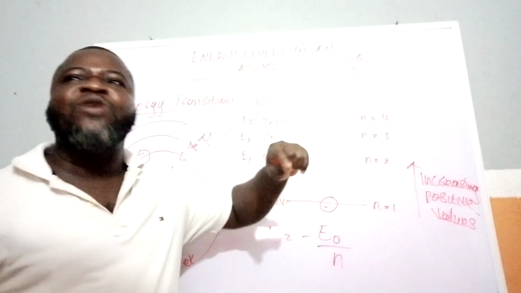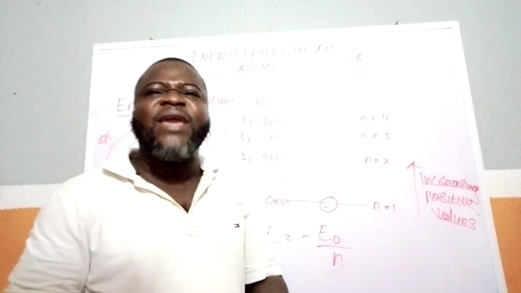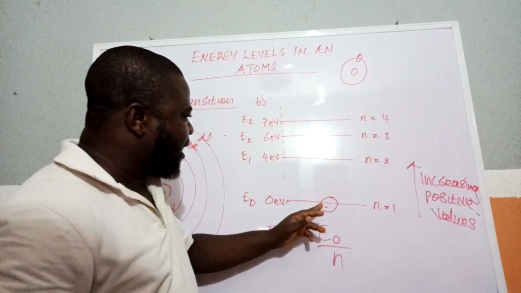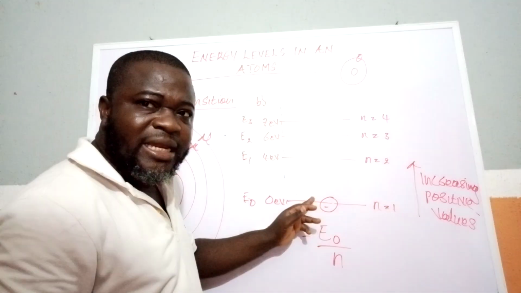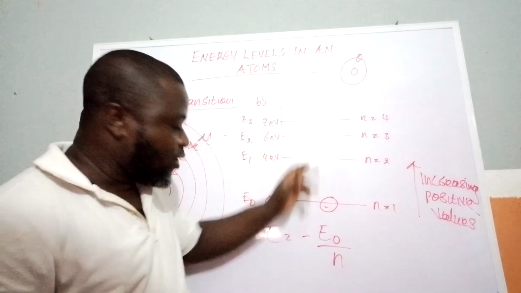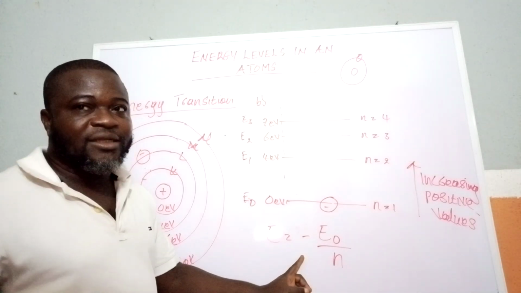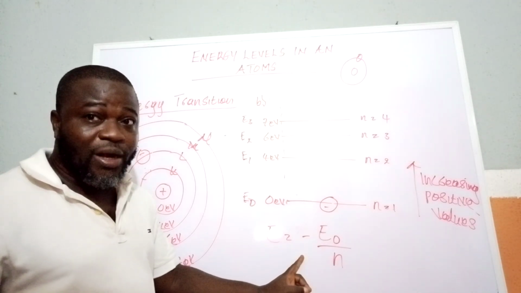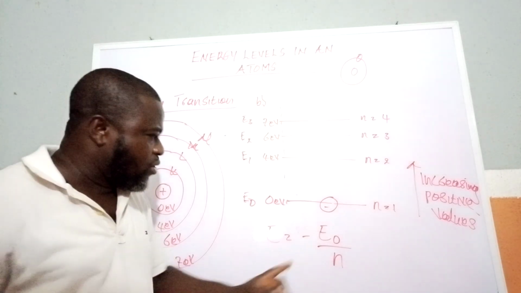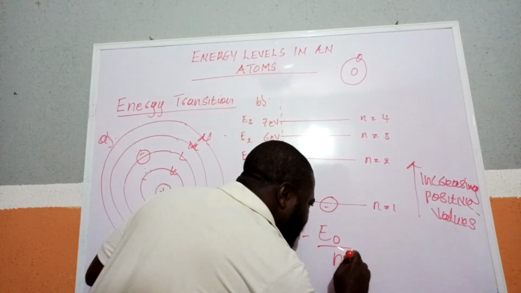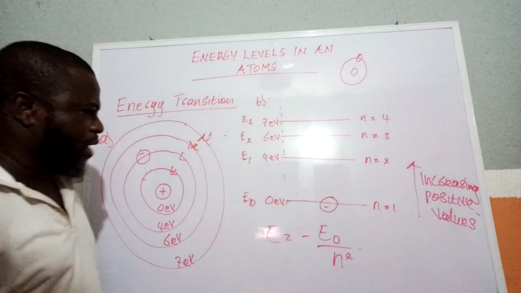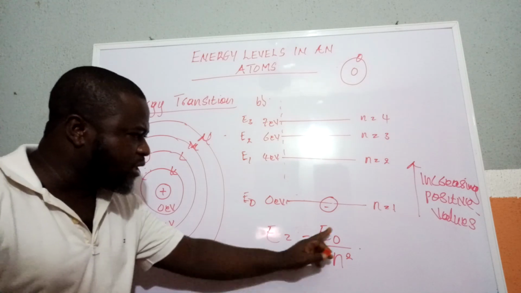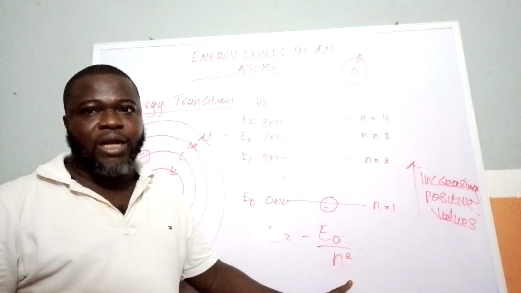But at the same time, you can still rewrite it. When you have a change, because there is a change in energy level from here to here, this formula has to change. Do you understand what I mean? It has to be n squared, it should be n squared. Take note of that. E equal to minus E naught over n squared. Do you understand that now?